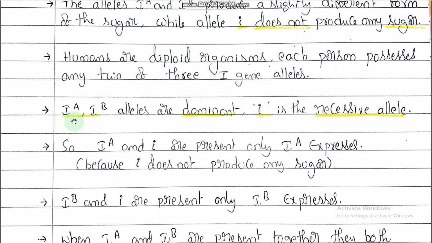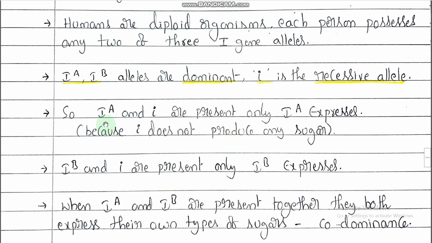So among the three alleles, IA and IB are dominant and small i is the recessive allele. When IA and small i are present, only IA is expressed, because i does not produce any type of sugar, which is why it is recessive. Next, when IB and small i are present, only IB is expressed phenotypically.